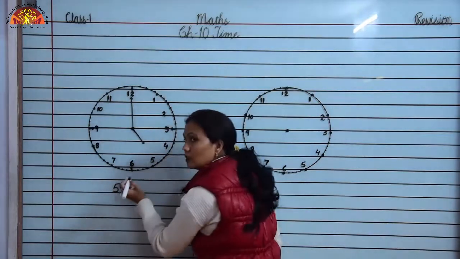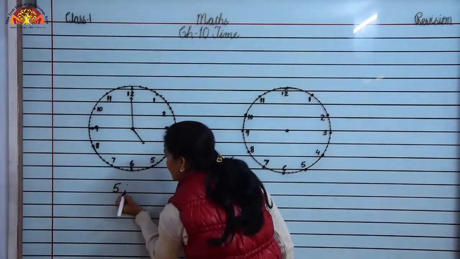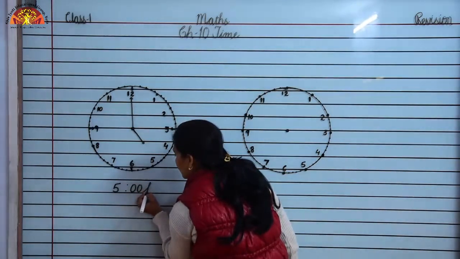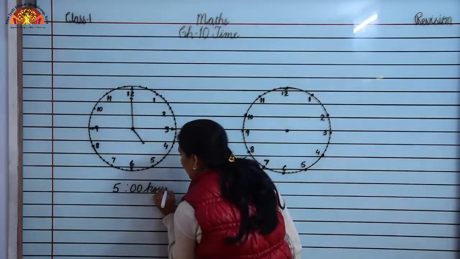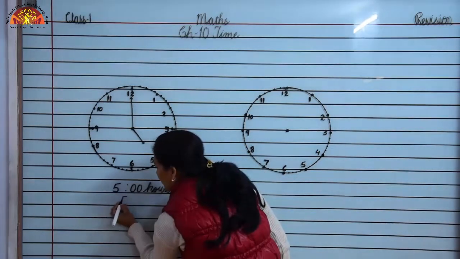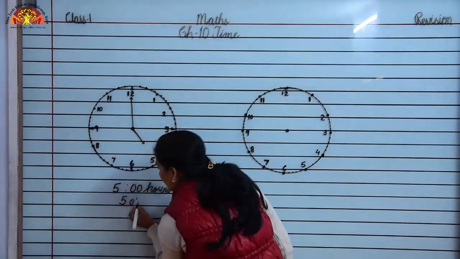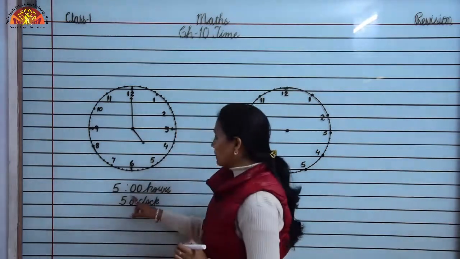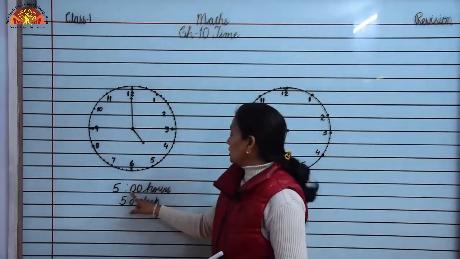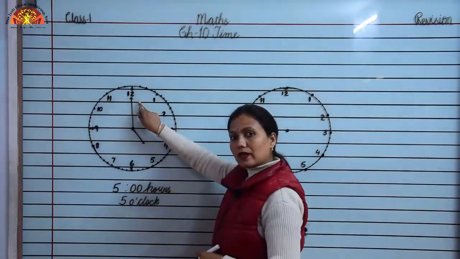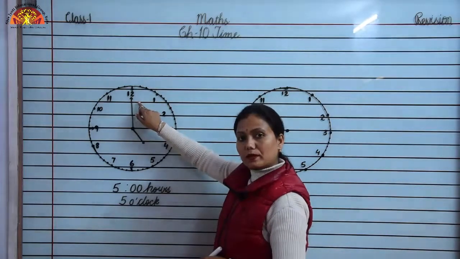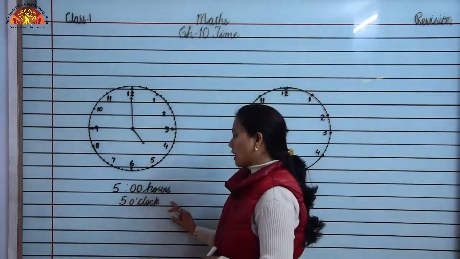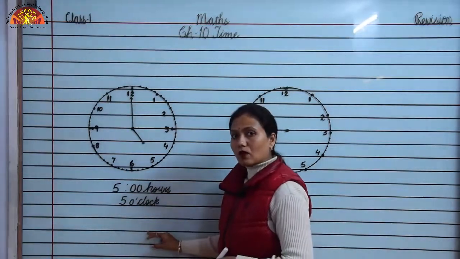Time can be written in two ways. One way is 5 hours and other one is 5 o'clock. Why we have written 00 over here? Because if the minute hand is at 12, we call it as 00 minutes. So, the time can be written in two ways like this, 5 hours or 5 o'clock.